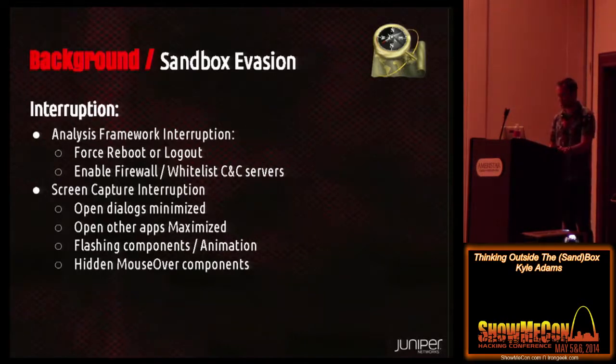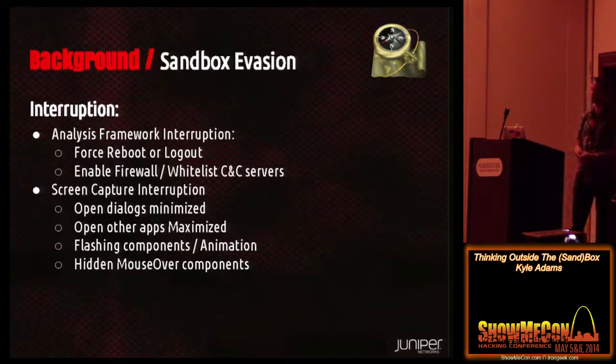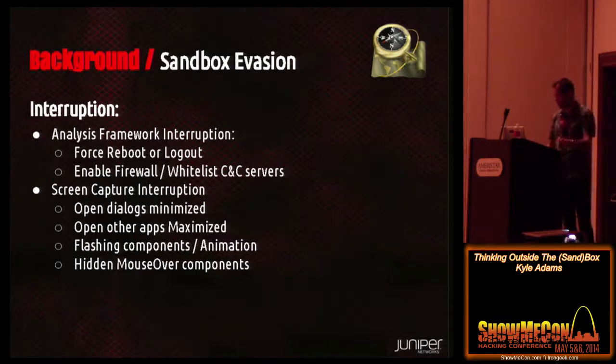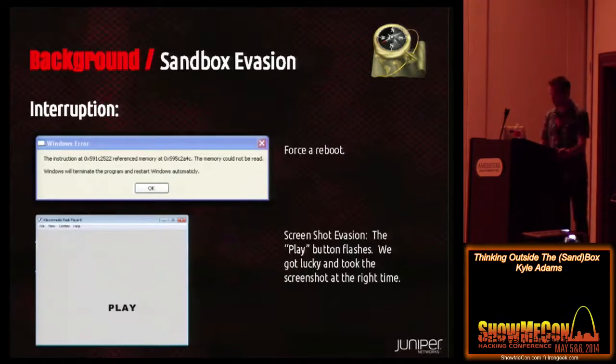So animations and flashing stuff, and I'll show you an example of that in a moment, and then hidden mouse over components. So they might have a big dialog that's relatively blank until you mouse over it, and then suddenly some interface appears, which somebody who's experienced with software would know is a weird sign, but everybody else is just going to see that and go, oh, that's weird, click. So here's a couple examples of where that's going on.